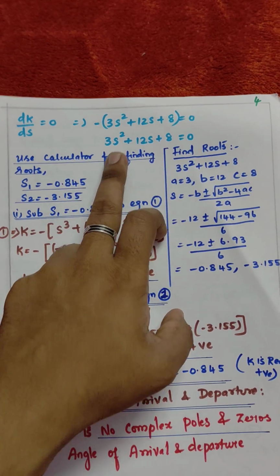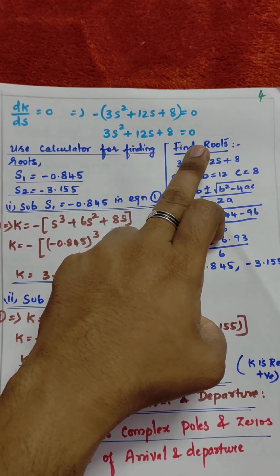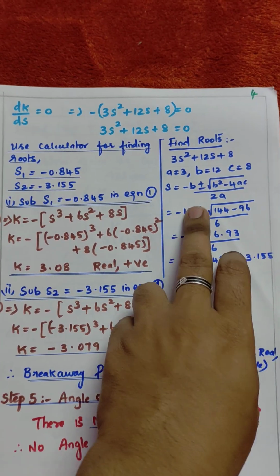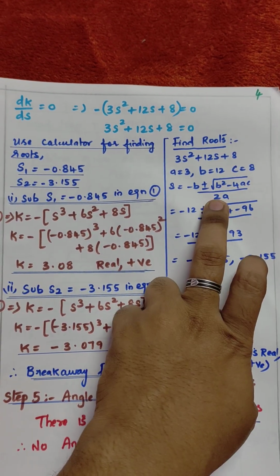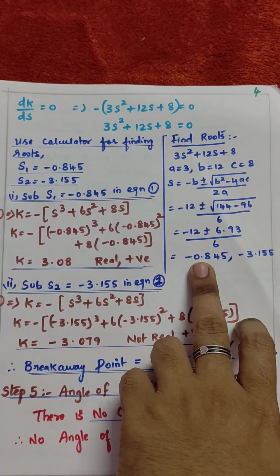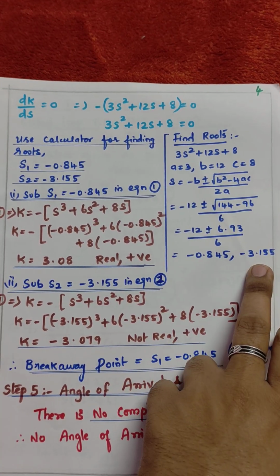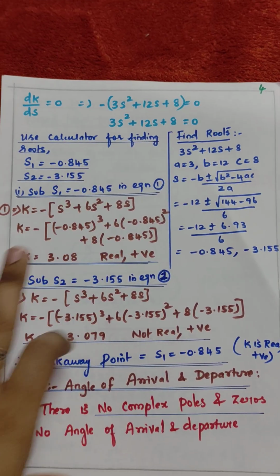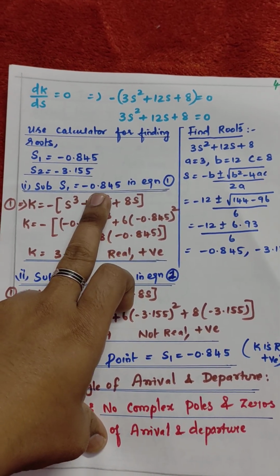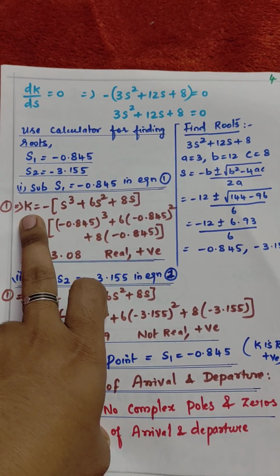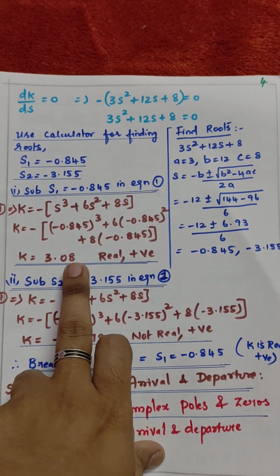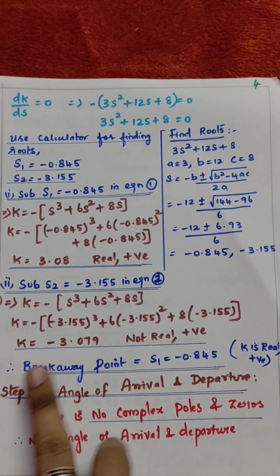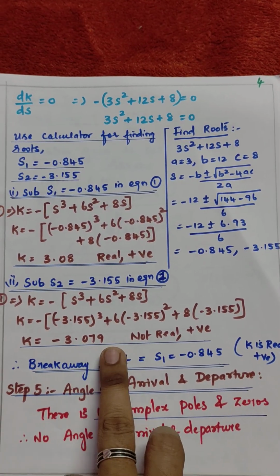After differentiating, you will get 3s square plus 12s plus 8 equals 0. Then use the calculator to find the roots, or use the formula minus b plus or minus root of b square minus 4ac, divided by 2a. The roots are minus 0.845 and minus 3.155. This is directly obtained from the calculator. Take the first value minus 0.845, substitute in the K term, you'll get K equal to 3.08. Take the second value minus 3.155, substitute, you'll get K equal to minus 3.079.